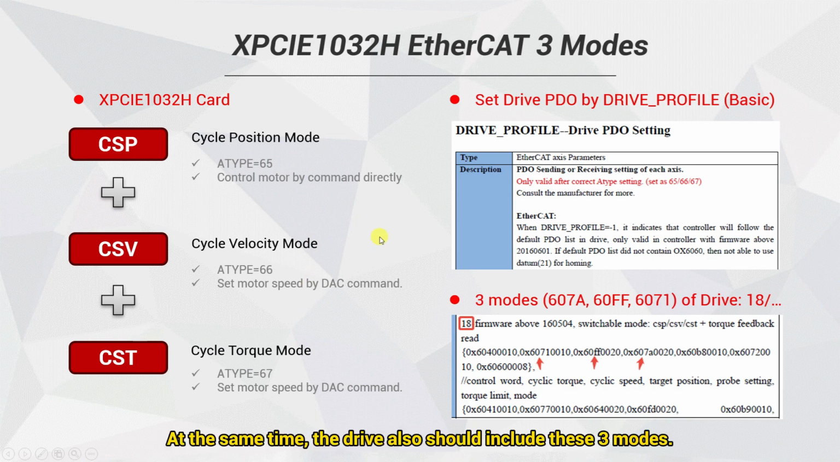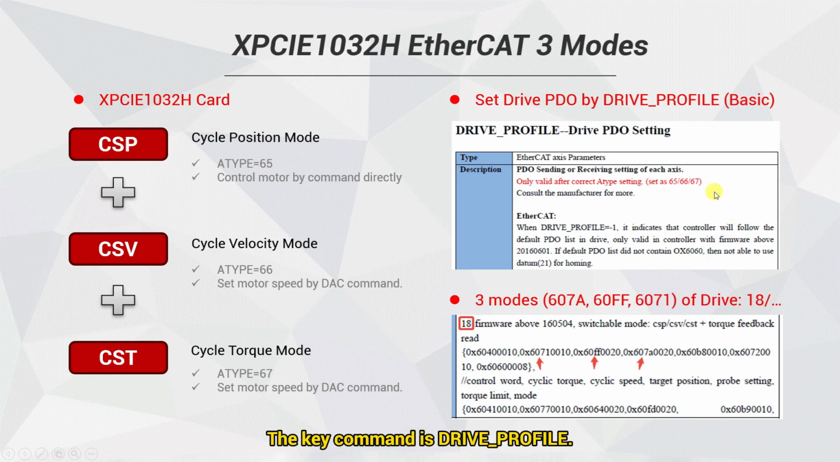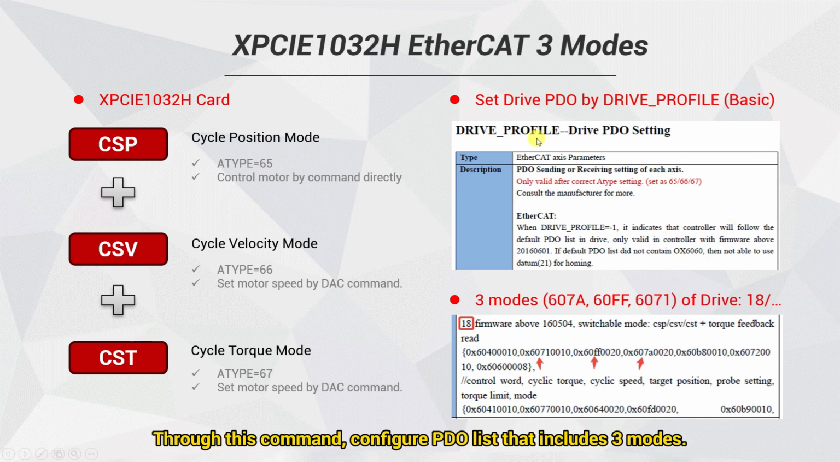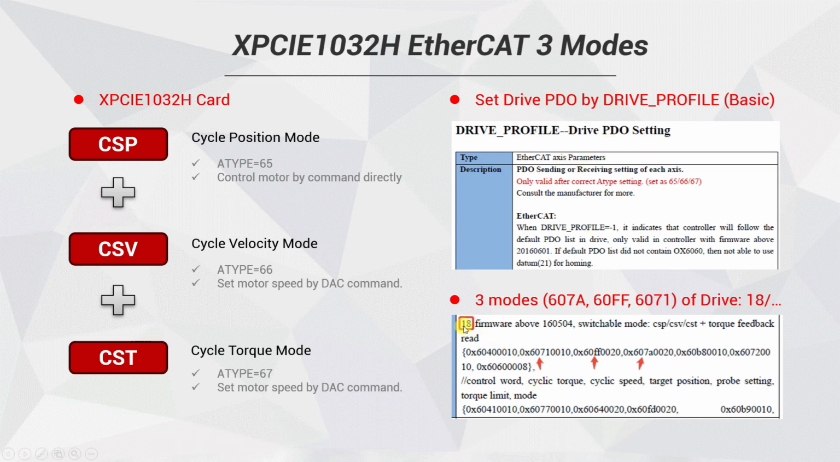At the same time, the drive also should include these 3 modes. Then, related data dictionary is 607A, 60FF, 6071. Check the basic programming manual. The key command is drive profile. Through this command, configure the PDO list that includes 3 modes. Here, mode 18 is OK.